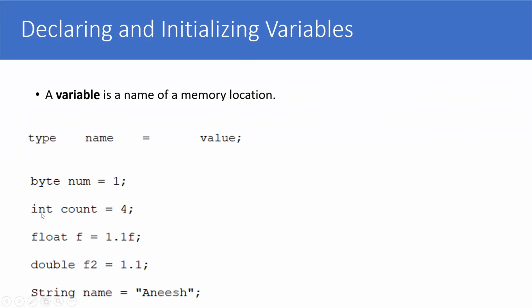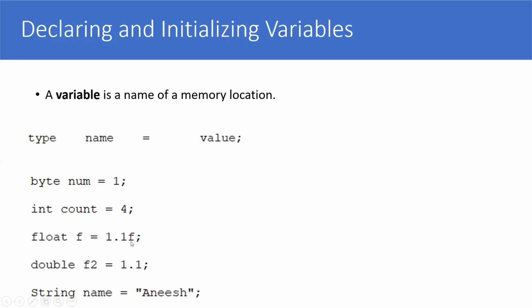And then here we have another one, int count equals 4. So let's say we were counting something. We have an integer, we have a count, and we set that equal to 4. And now we have a float. Now we said float f equals 1.1f.